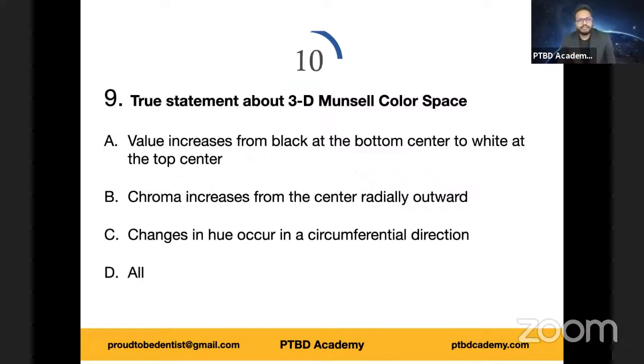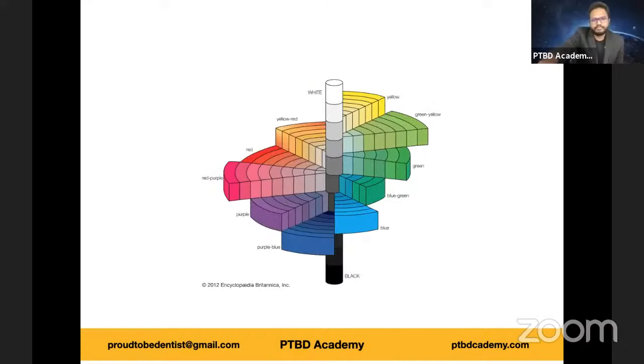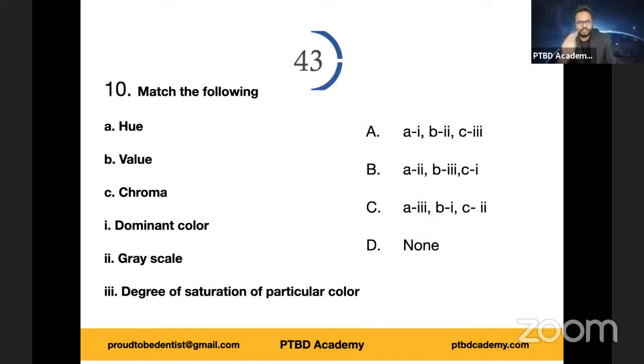Okay, option D is the right answer. So let's look into the Munsell color space. As you can see, value is along the z-axis, hue circumferentially, and radiating, you have chroma. Okay. Now, what is value? What is hue? What is chroma? Don't worry, you have a question. Let's see how many of you are going to answer it right.